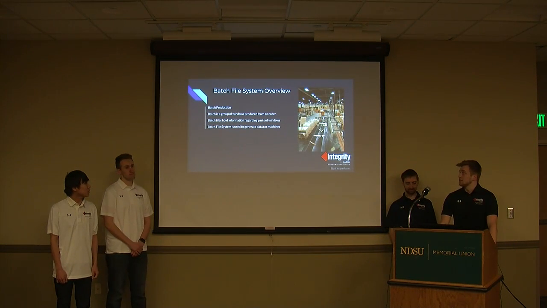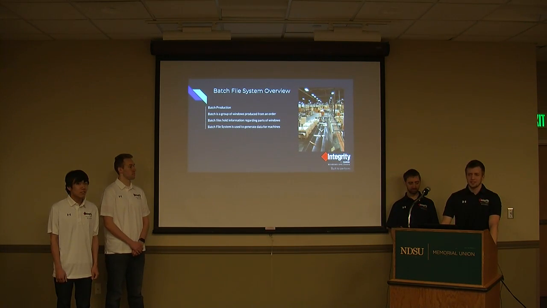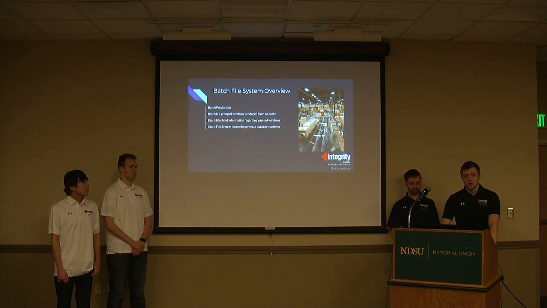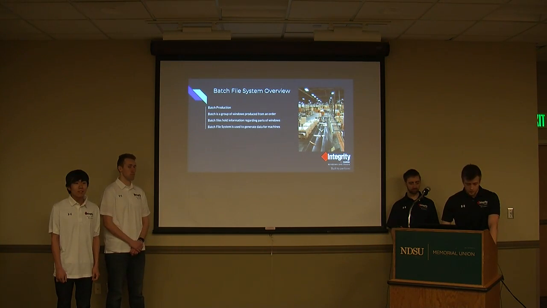Now to go over the batch file system overview. This is not to be confused with computer batch files, as this relates to batch production in manufacturing companies. Batch production is a manufacturing technique where the objects produced are created in stages over a series of workstations. With Integrity specifically, a batch is a group of files produced from an order. And these batch files hold information regarding parts of windows that aid in the production of these windows. So the batch file system is used to generate data for machines or the production workstations.